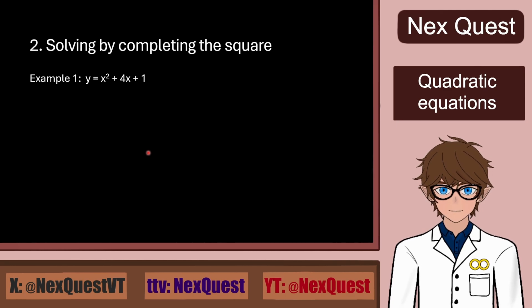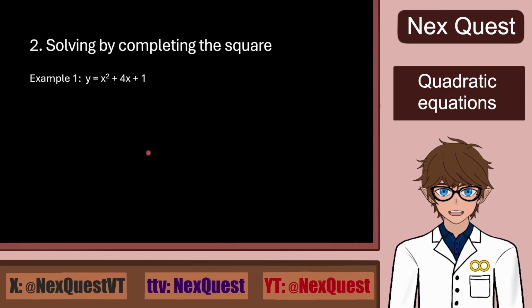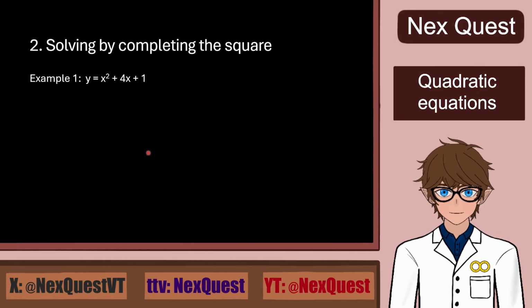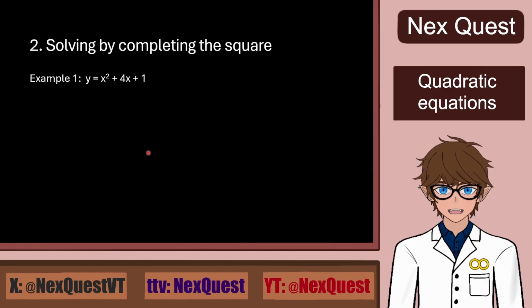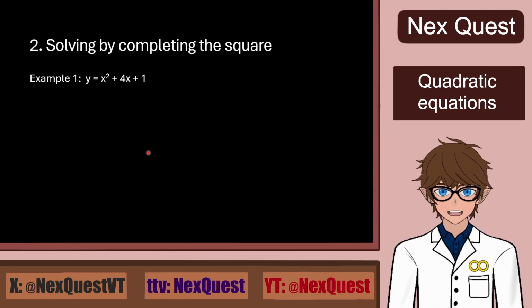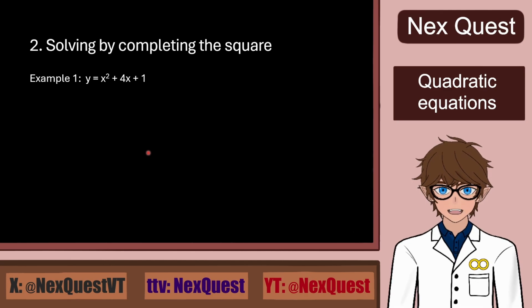Now, we have y is x squared plus 4x plus 1. Factoring this would probably be very hard. If it's not hard for you, congratulations, you probably don't need my content, other than for amusement. But I do appreciate you for sticking by. Now, let's see what we can do.